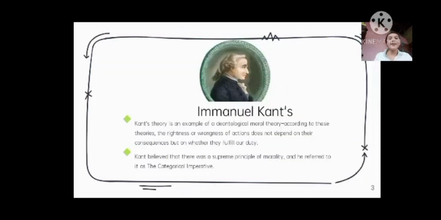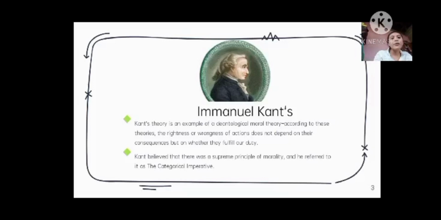Immanuel Kant. Kant's theory is an example of a deontological moral theory. According to these theories, the rightness or wrongness of actions does not depend on their consequences, but on whether they fulfill our duty. An act that is not good morally can lead to something good, such as shooting the intruder. Killing is wrong. To protect your family, protecting is right. In our example, that means protecting your family is the rational thing to do, even if it is not the morally best thing to do.